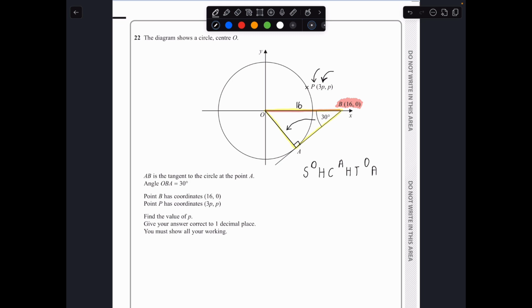So when we want to find the opposite and we're given the hypotenuse, which trig function should we use? We have the hypotenuse and we want the opposite. That would be sine, wouldn't it? So in that case, we're going to use the sine function to find out the length of OA. So sine of 30 degrees is equal to our opposite, which we'll label OA, over our hypotenuse, which is 16.